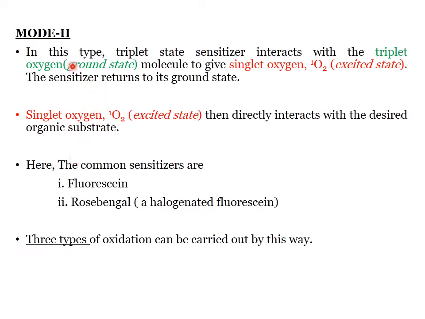Okay, so under this category, that is second way or mode 2, we have three types of oxidation. So we can carry out three types of oxidation reaction. We will look at one by one.